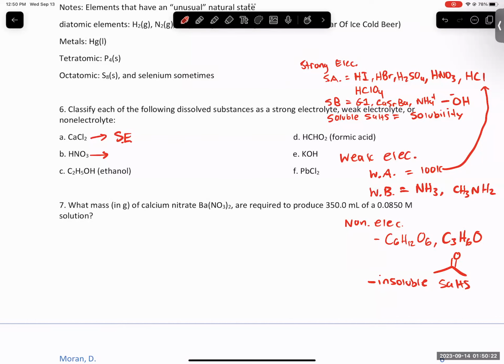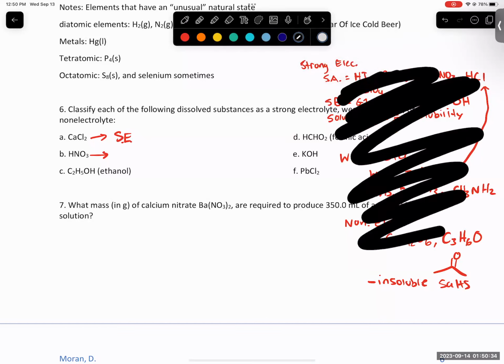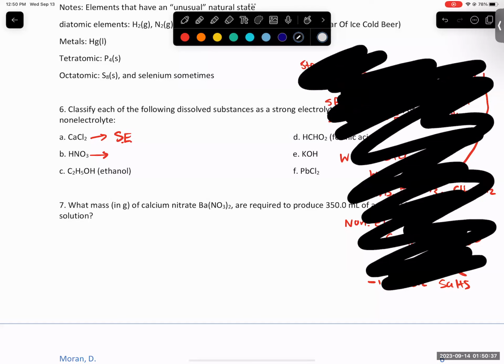What about B? Strong electrolyte and one class of acid, strong acid. So it's a strong electrolyte because it's a strong acid, one of those.